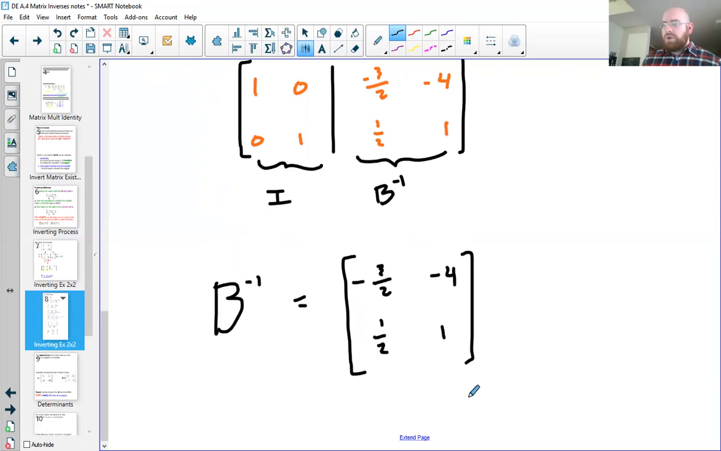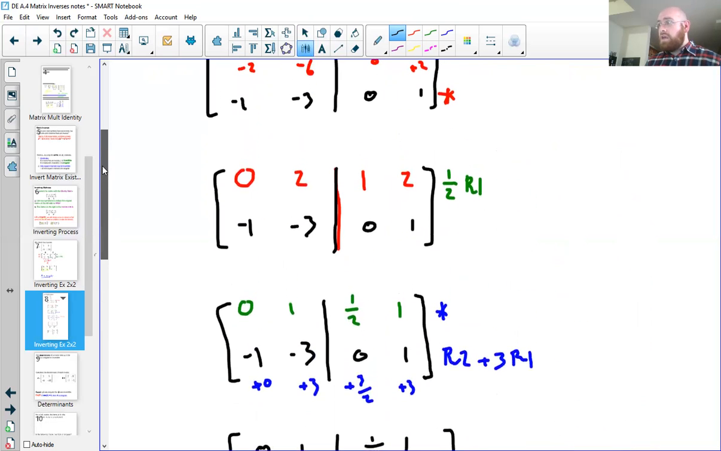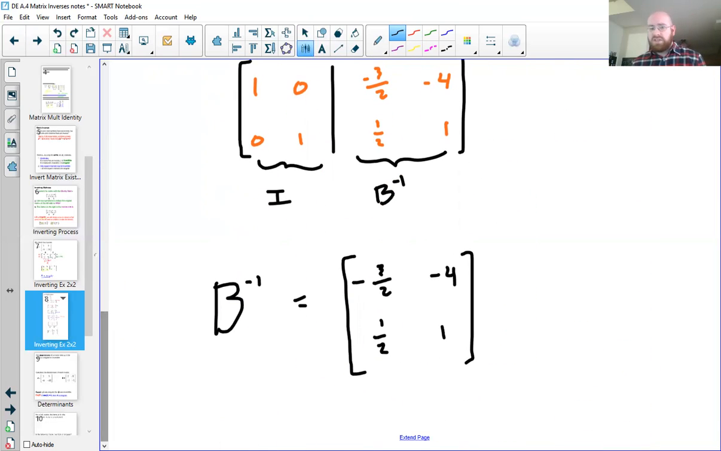And now I'll leave it to you as an exercise to multiply B and B inverse to check that they are in fact inverses. They should be, unless we've made a mistake somewhere, which is always possible. Humans make mistakes. But I feel pretty confident that this is in fact the inverse. And it matches the notes I had from last year. So I assume we've done it correctly again.